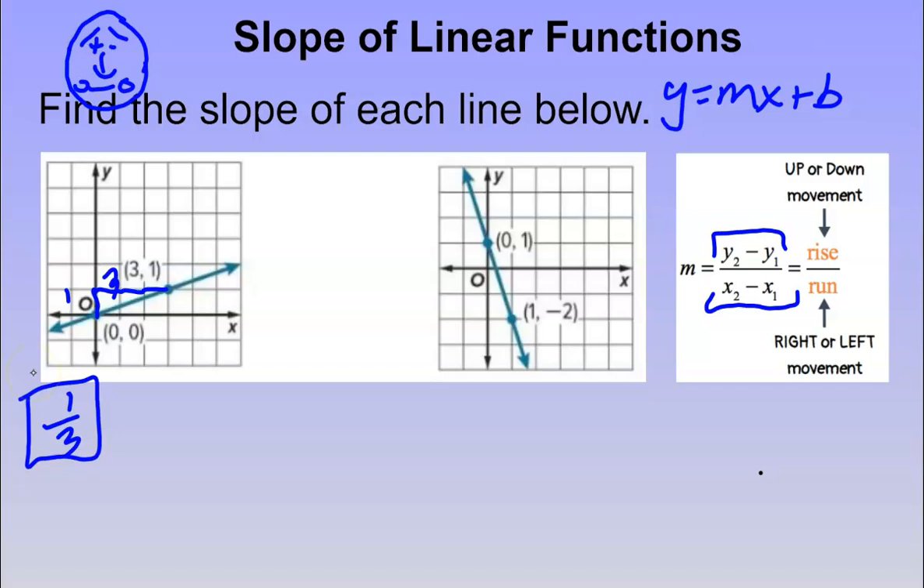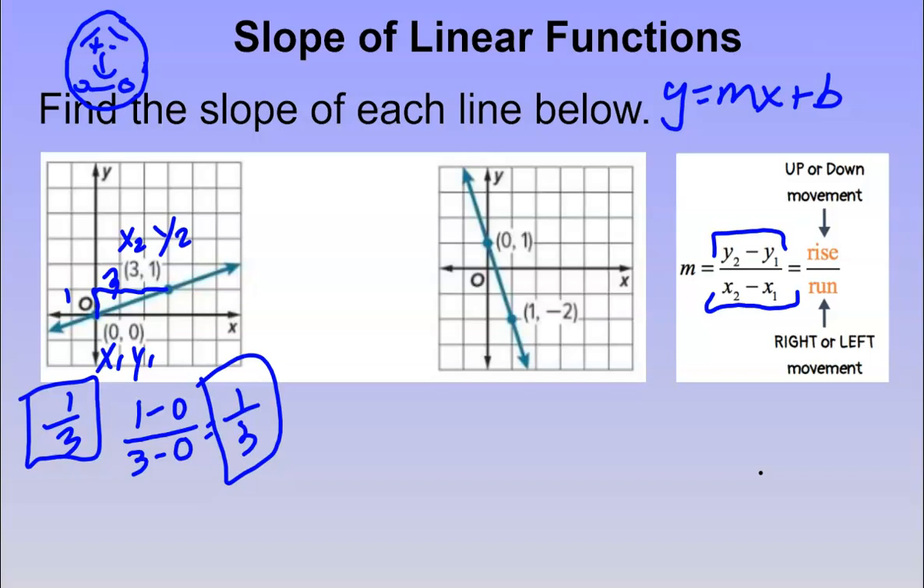Now, if I was going to use the formula y2 minus y1 divided by x2 minus x1, I would say this would be my x2, y2. This is my x1, y1. Now, it doesn't matter which ordered pair you use as your ones or twos, just as long as you use the correct coordinates in the formula. So if I use the formula now, y2, 1, minus y1, 0, divided by x2, 3, minus x1, 0, that will still give me 1/3.